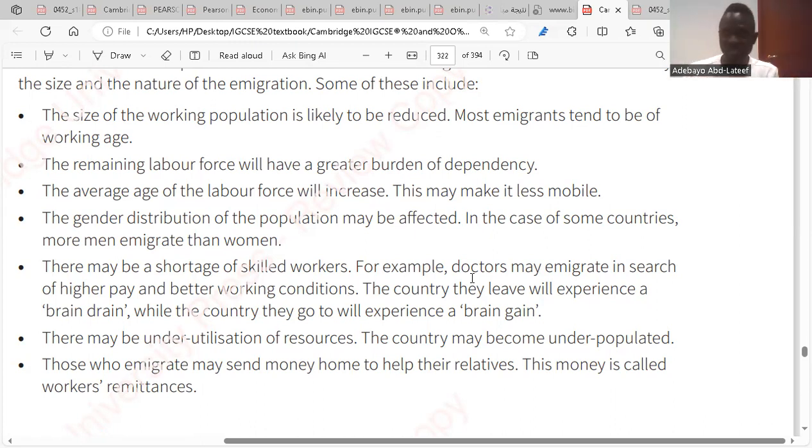Average should reduce. But if part of the population is leaving, the average would increase, because let's say 20 divided by 5 will give 4. But now 20 divided by 2 would give what? 10. Do you understand the point here? So the average age of the labor force will increase because the working age are leaving.